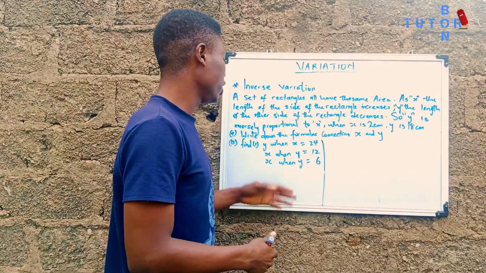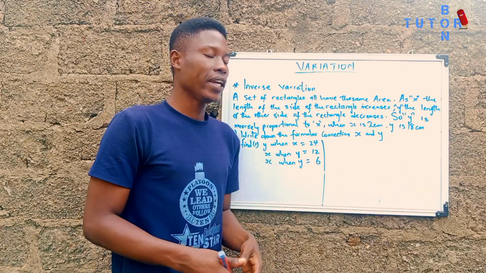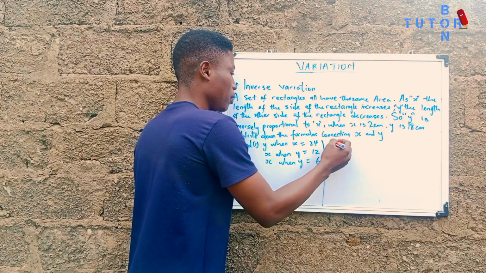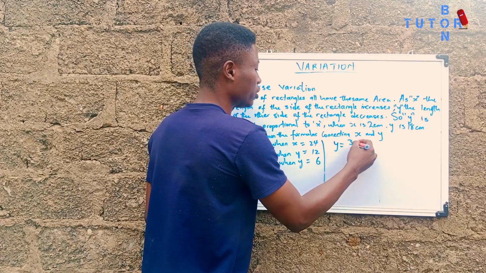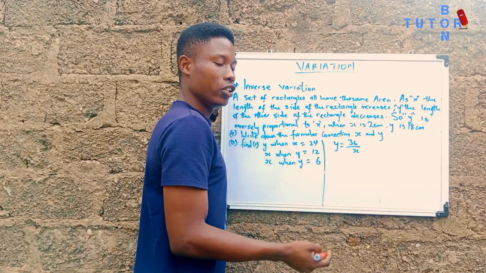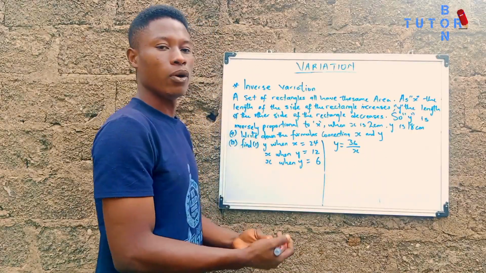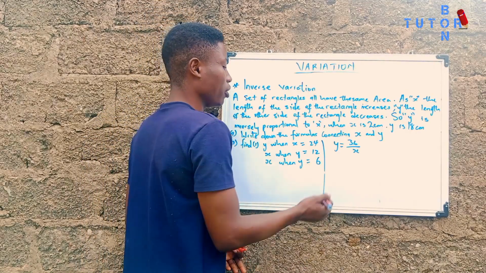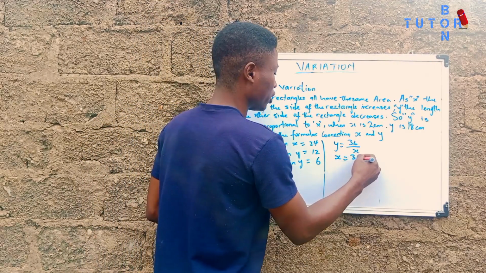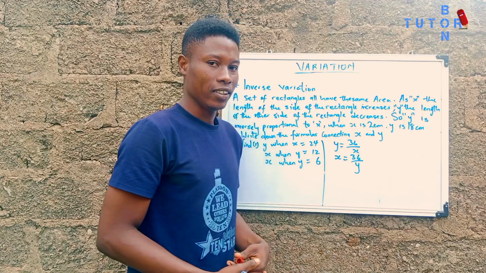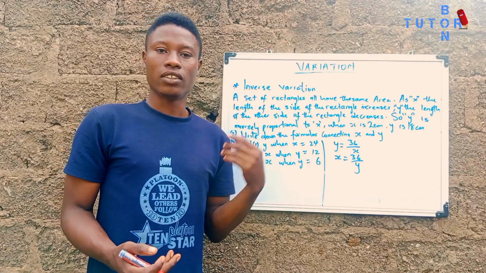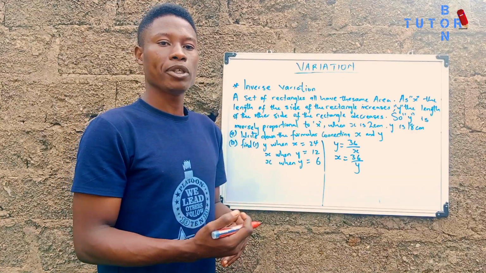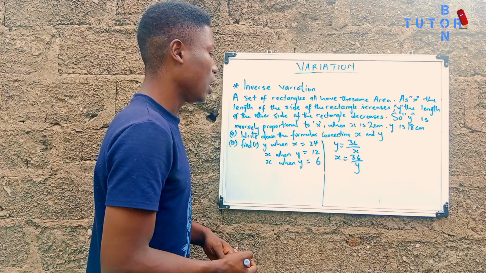The second one says find x when y is 12, and we'll go back to the formula again that says y equals 36 over x. So you can make x subject of the formula. In this case, to make x subject of the formula, you have x equals 36 over y. If you're wondering how I get it, you can go back to the first video we did on subject of the formula and you will see how it is done.